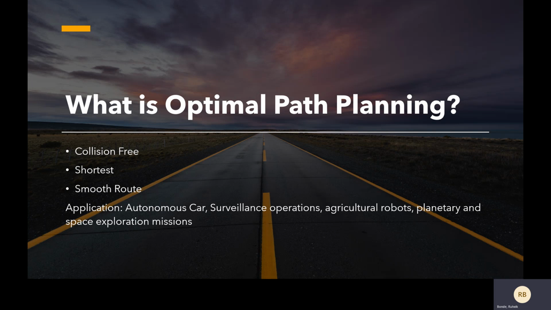This task is essential in many robotic applications such as autonomous cars, surveillance operations, agricultural robots, planetary and space exploration missions. Considering different applications and constraints of robots, optimal criteria could be based on one or more conditions such as shortest physical distance, smoothness, low risk, less fuel requirements, maximum area coverage, and low energy consumption. Hence, in the perspective of path planning for mobile robots, optimal path refers to finding a feasible plan with optimized performance according to application-specified criteria. So this is a basic overview of optimal path planning.